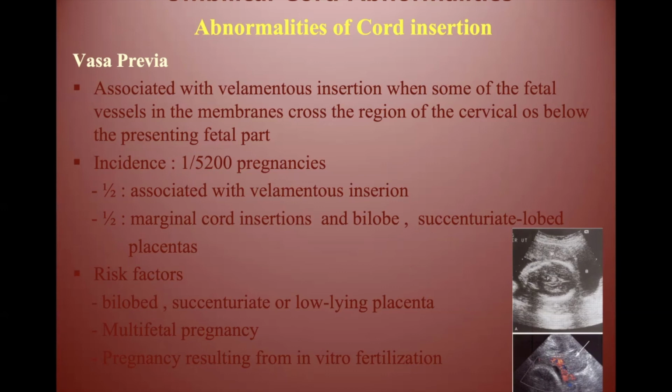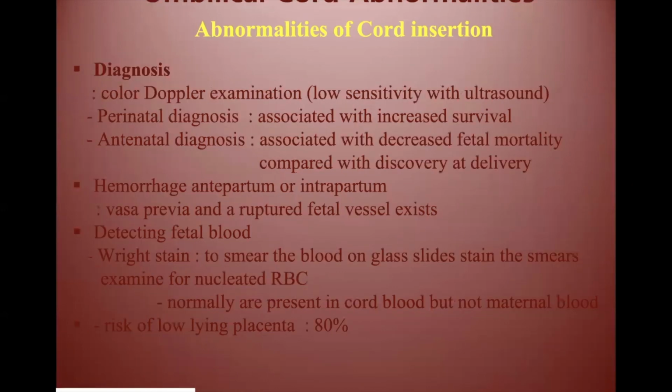Risk factors are a velamentous insertion and a succenturiate or low-lying placenta, multifetal pregnancy, and pregnancy resulting from in vitro fertilization. Diagnosis has improved nowadays. Vasa previa would ideally be identified early. Unfortunately, this is not always possible.